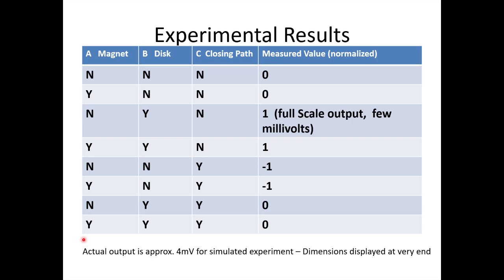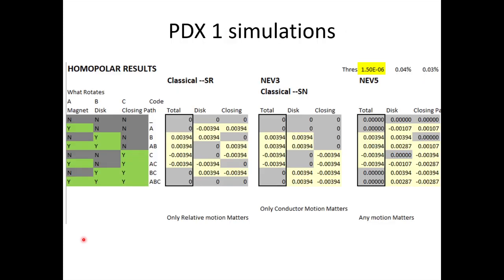That's not really important to us now, because when you look at the simulations for the Paradox 1, these simulations were done with the old Physics 1 software, which could do classical with a stationary field. This is where the field rotates with the magnet. This is where the field doesn't rotate with the magnet. We got the same results as new electromagnetism version 3. That's why these are grouped into the same block. And this is new electromagnetism V5 results, and it's shown here.